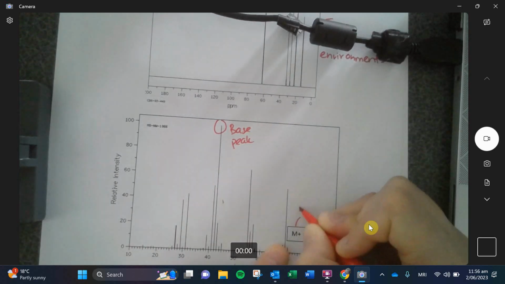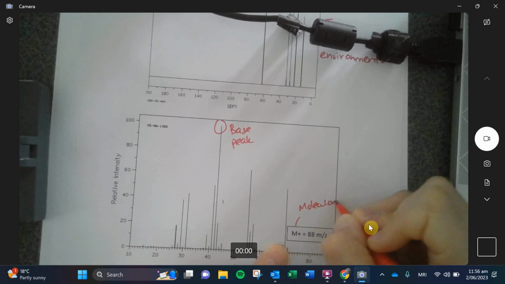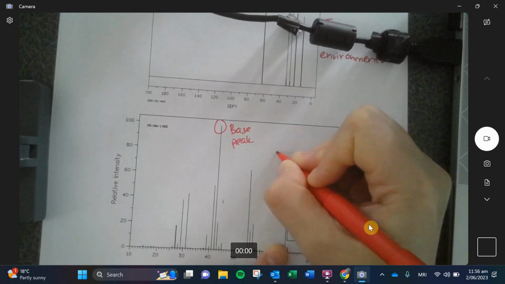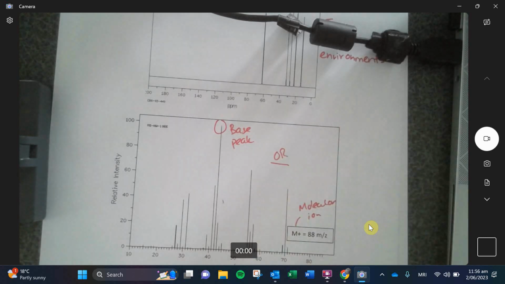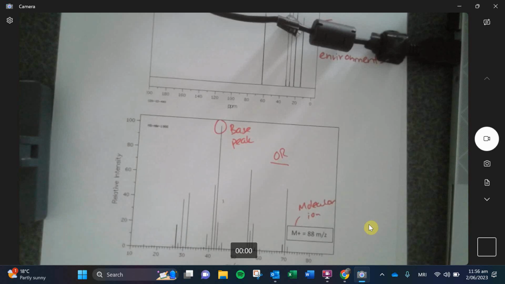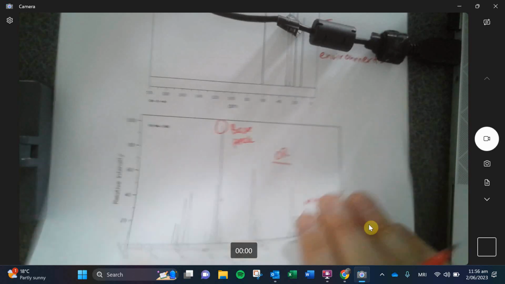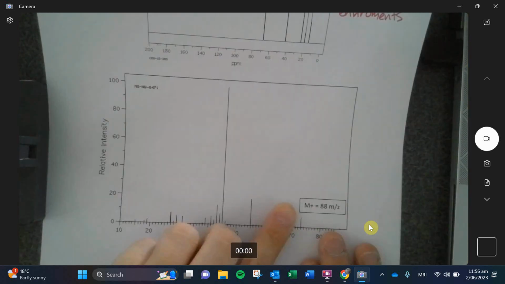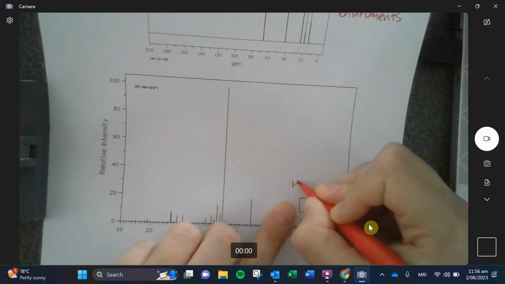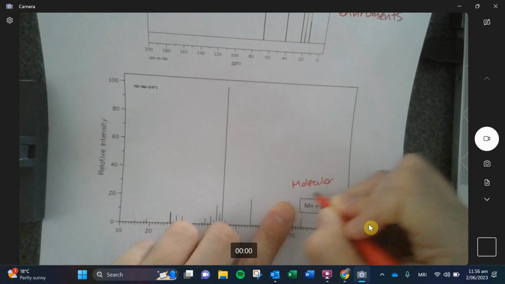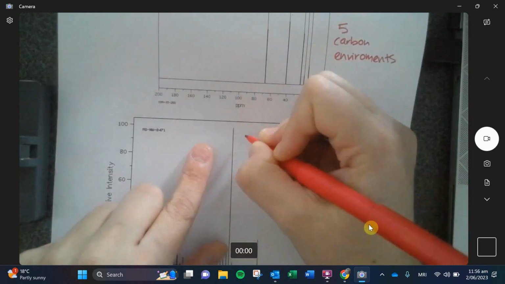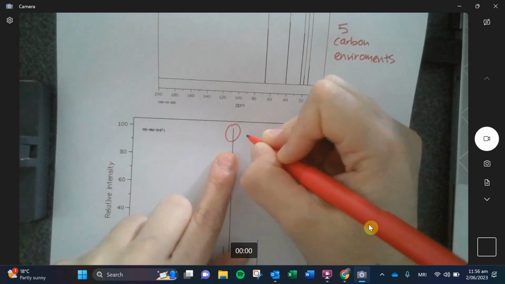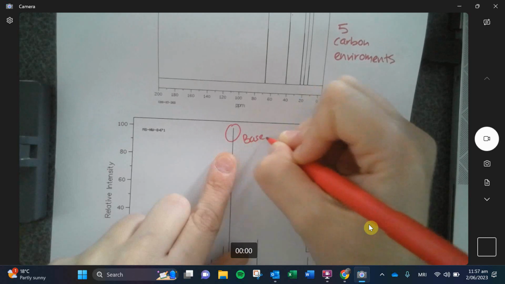This here is my molecular ion. Again, it's going to be a nice little OR option to get either one of those, and you'll have enough for an achieved. So this is a very, very simple assessment to get the achieved on. Again, this one, molecular ion, has been labeled for you because it's too small. And then this one here is my 100%. So that's my base peak.